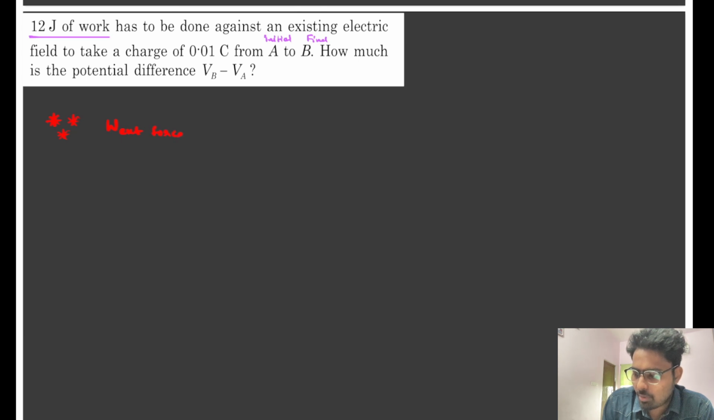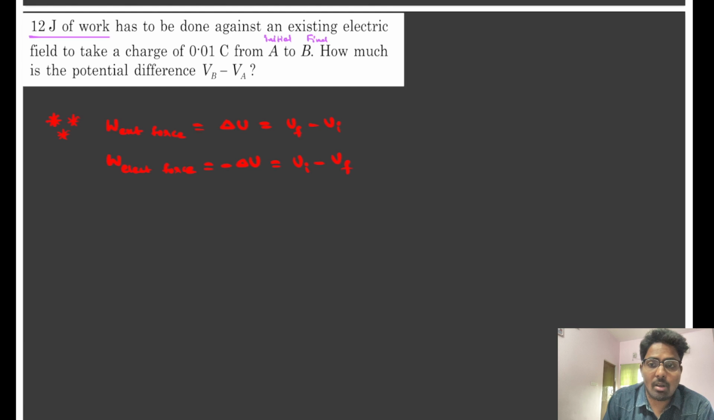Work done by external force is nothing but the change in potential energy, delta U. But if I ask you what is the electric work done by the electric force, work done by the electric force is nothing but minus the change in potential energy. That means delta U is final potential energy minus initial potential energy. So minus delta U is initial potential energy minus final potential energy.